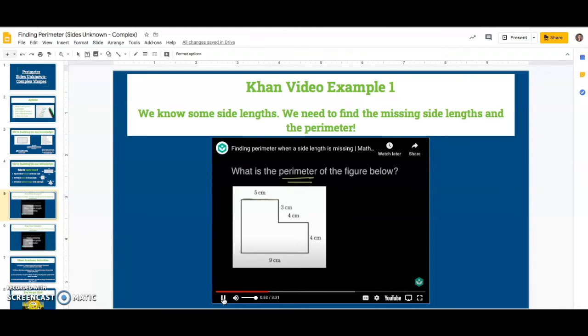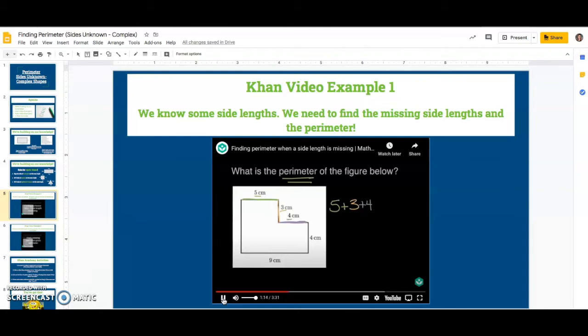We can start up here. We can see that this side length is 5 centimeters. So we have 5 centimeters. Plus, moving down the side here, we have another 3 centimeters. And then going across, next distance is 4 centimeters.